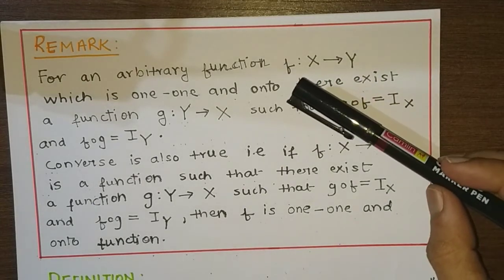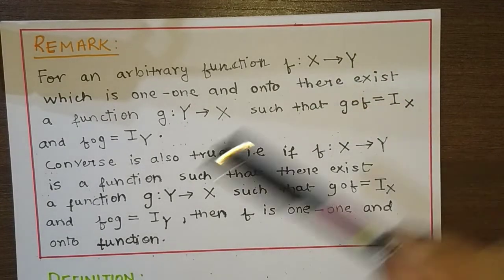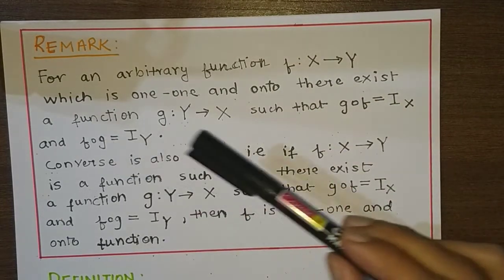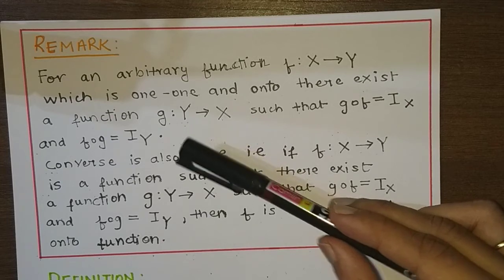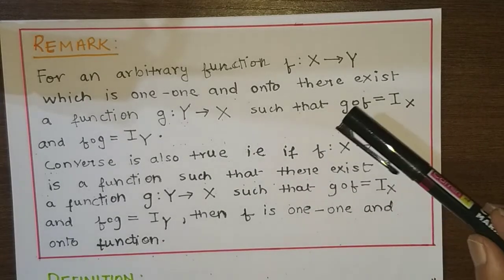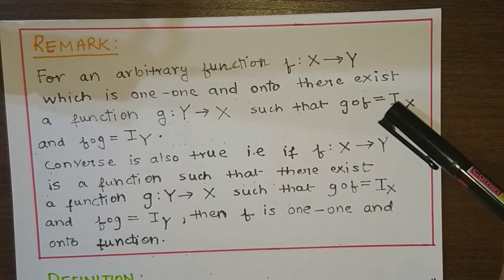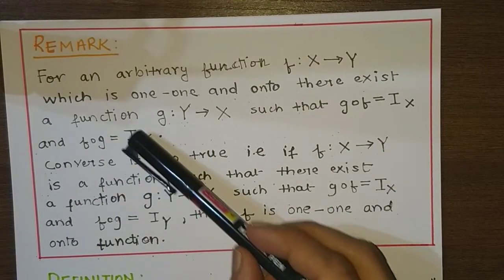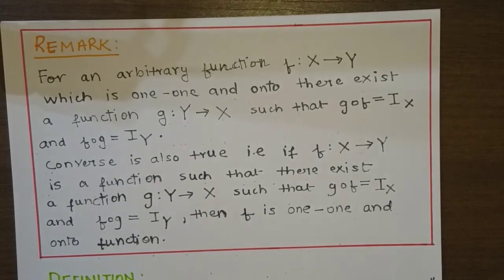So if you take a function f which is 1 1 as well as onto, then there will exist a function g from y to x such that g composition f is equal to I suffix x and f composition g is equal to I suffix y.